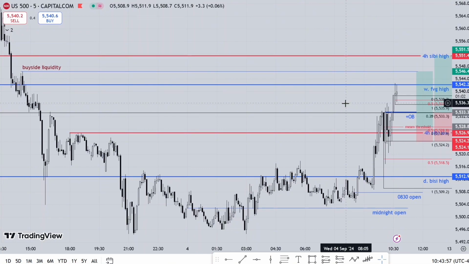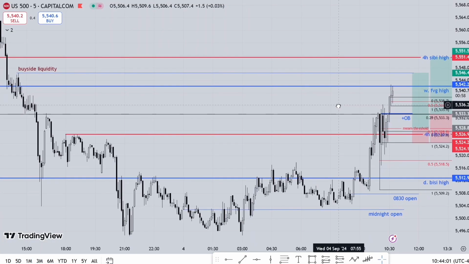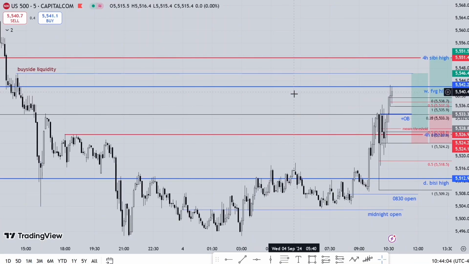As you can see, the plot twist is being done on the lower time frames, while the narrative on the higher time frames is being kept intact. See how price is reacting at this weekly fair value gap high. This is price engineering liquidity, engineering buy stops.